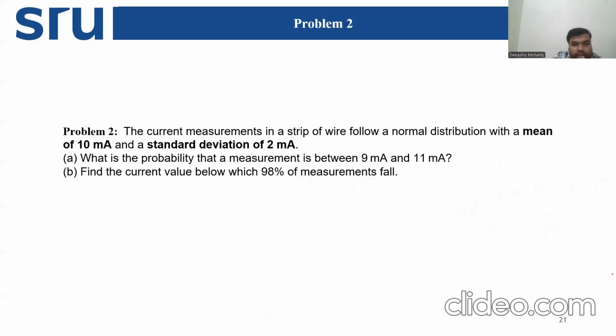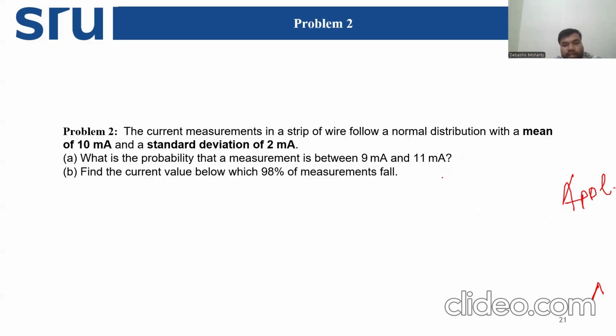Next, coming to the next question. This question is very important for you students because this is explaining about the current measurement. This is also one application of the normal distribution. For this application, first we need to understand what data is given. Try to read the question carefully.